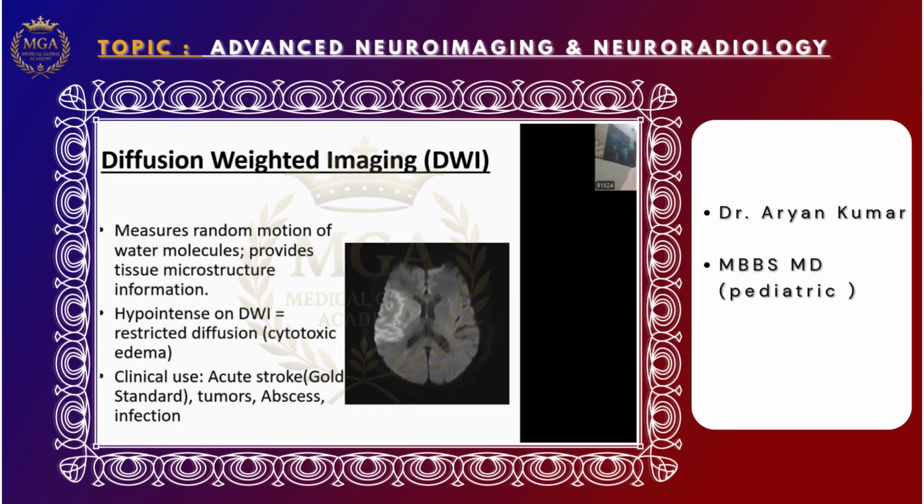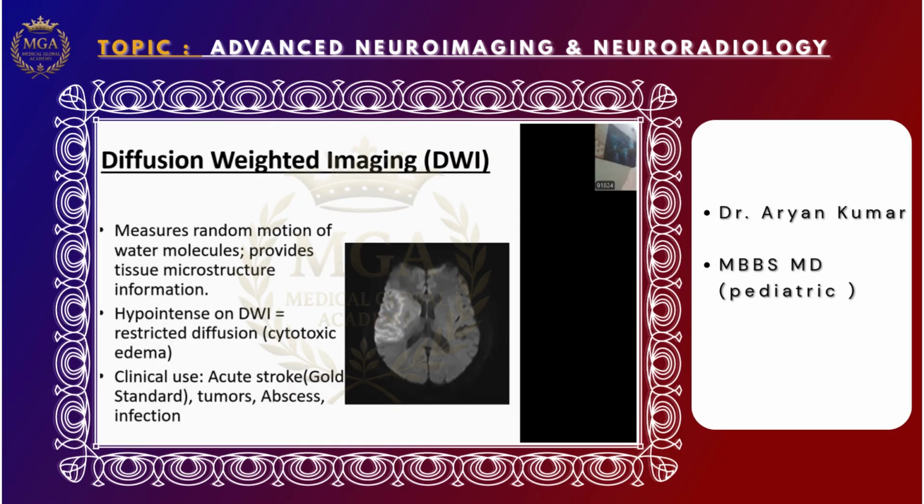Okay, so first we will go to the MRI sequences. The first sequence, you have heard about this word, diffusion weighted imaging (DWI). So what is diffusion weighted imaging? It's a measure of random motion of water molecules. Our body is 70% water, and everything in a scan is based on the principle of the water molecule. If I say that something is hyperintense on diffusion weighted imaging, it means restricted diffusion.